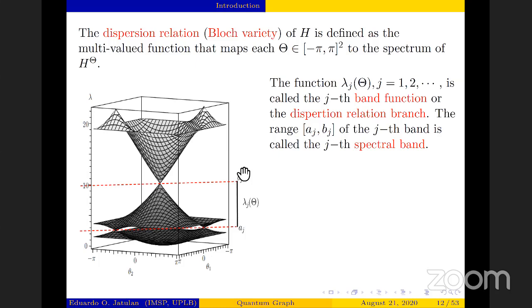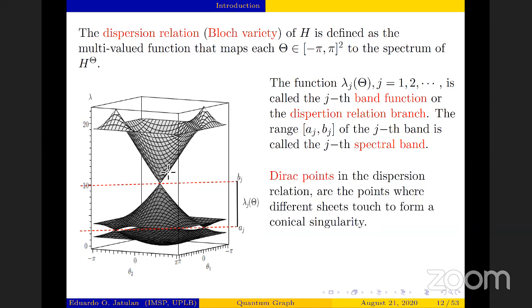Another interesting phenomenon for this dispersion relation is the occurrence of Dirac points. Dirac points in the dispersion relations are basically the points where different sheets touch to form a conical singularity. So we have a given point, and around it we can form a cone. We have two cones touching at a single point. This kind of phenomenon is very interesting for the physics side.